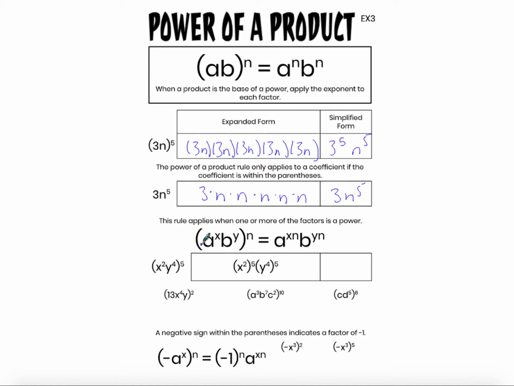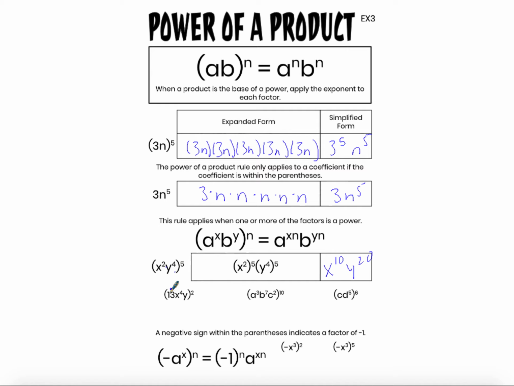This rule, this power of a product rule, applies when one or more of the factors is itself a power. So in this case, we will just go ahead and apply the power rule to each of the factors. For example, x squared times y to the fourth raised to the fifth power. We're going to use the power rule to raise x squared to the fifth power and y to the fourth to the fifth power. So I'm going to multiply those exponents, x to the 10th and y to the 20th. So we could have just directly done x to the 2 times 5 is x to the 10th, y to the 4 times 5 is y to the 20th.